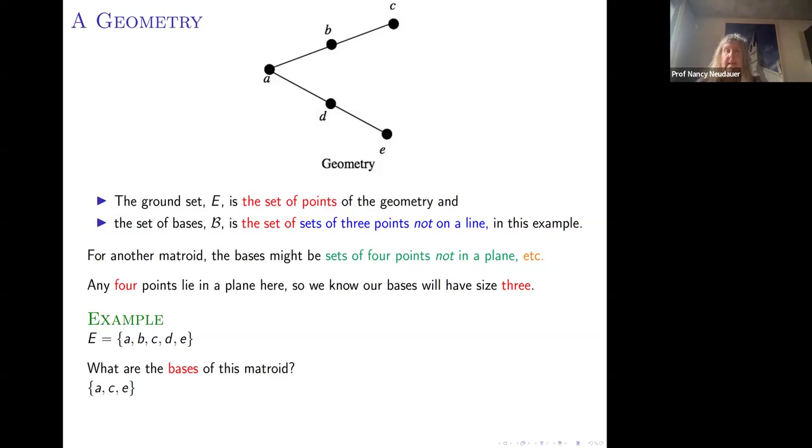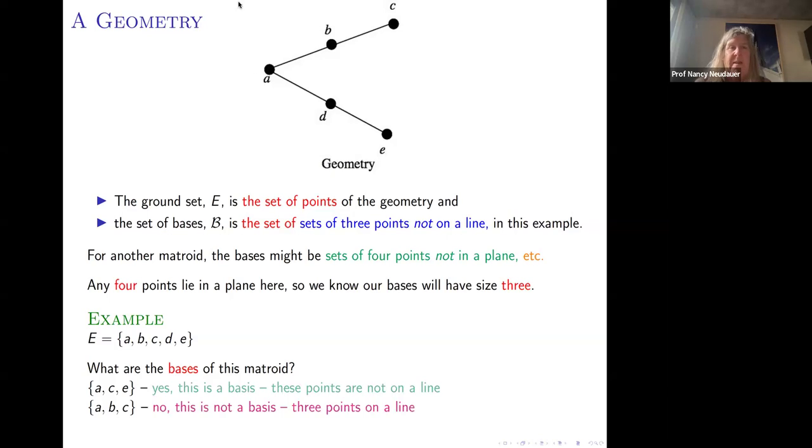So if we look at ACE, well, A and C are on one line, A and E are on one line, but all 3 are not on one line. So this is a basis, 3 points not on a line. And what about ABC? That's not good, right? This is not a basis because we have 3 points on a line. And we have not a basis in the chat from several of you. Great.